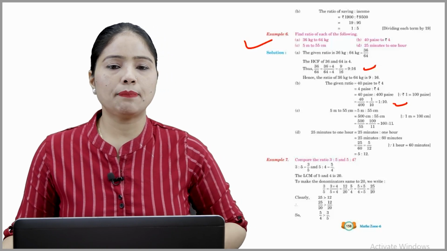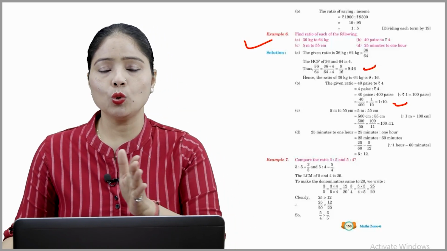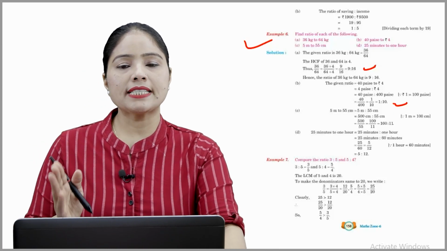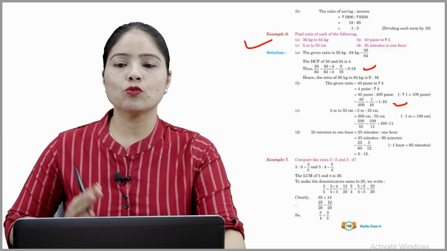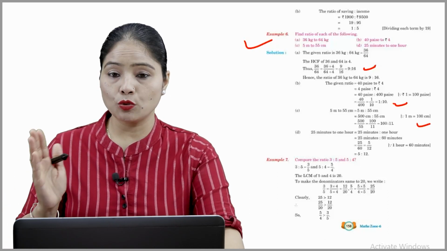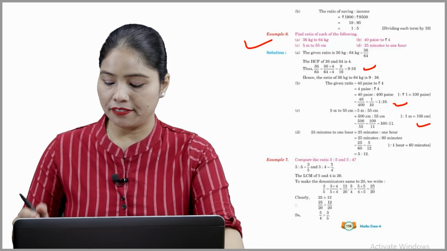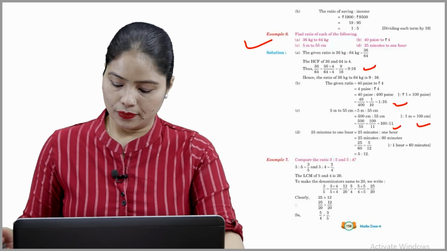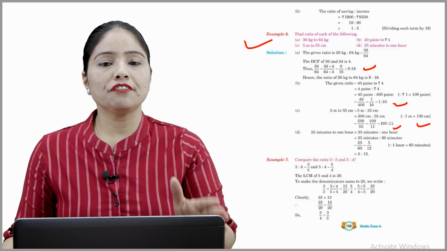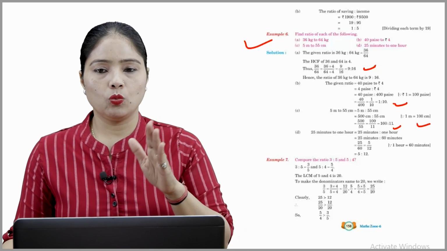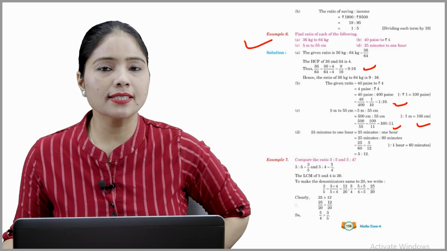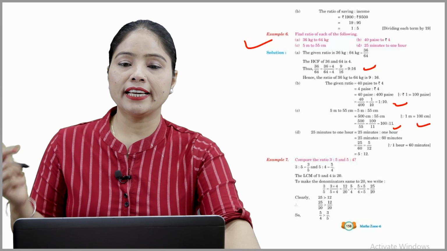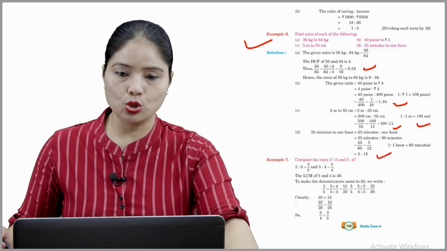सी पार्ट बेटा. सी पार्ट में है 5 मीटर टू सेंटीमीटर. सो हम क्या करेंगे? 5 मीटर को भी सेंटीमीटर में कन्वर्ट करेंगे. वी नो दैट 1 मीटर इज इक्वल टू 100 सेंटीमीटर. सो 500 डिवाइडेड बाई 55. आंसर इज 100:11. डी पार्ट में 25 मिनट्स टू 1 आवर. 1 आवर में कितने मिनट्स होते हैं हमारे? 60 मिनट्स होते हैं. सो 25:60 को हम सिंप्लीफाई करेंगे. सो आवर आंसर इज 5:12.